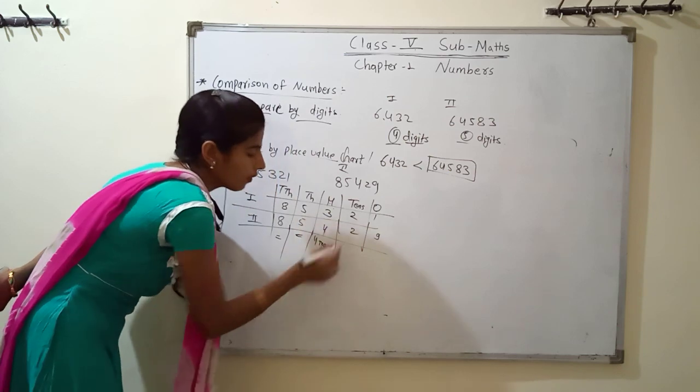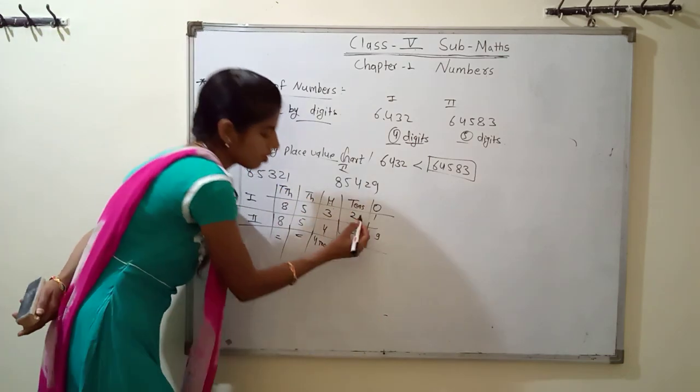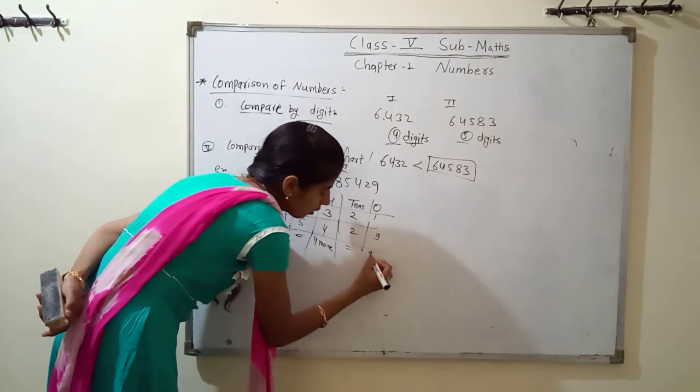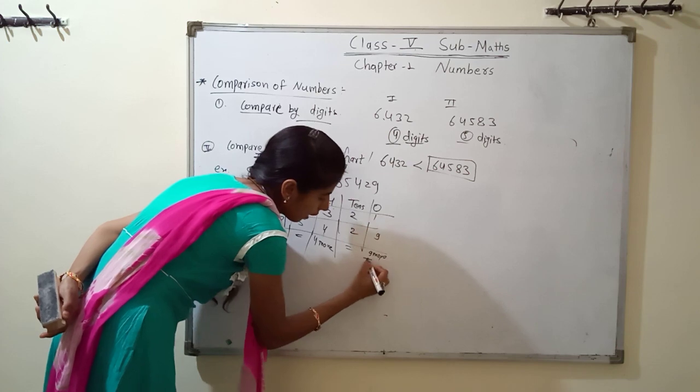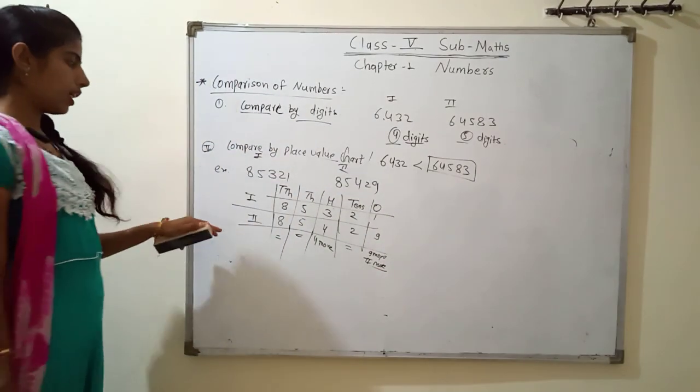4 is more. Then next is don't see. If we don't see, then our answer is also the same. Here is equal and it's 9 more. Yeah, we can write here second number is more. Second number is more.